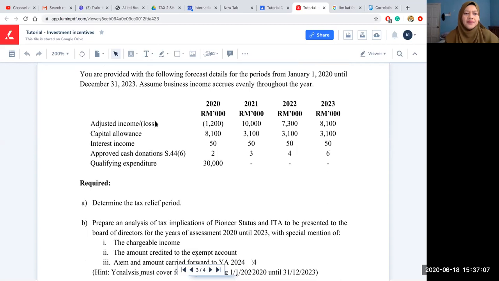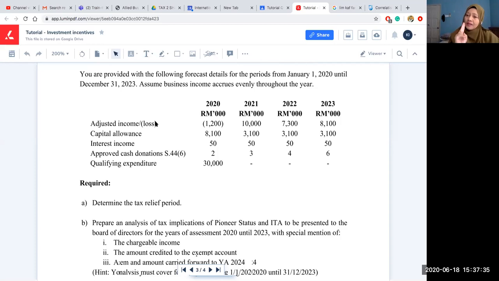Okay, tax relief period is from 1st March 2020 until 28th of February 2025. Okay, pioneer status. Adjusted loss of 1,200. 200 is from non-pioneer. And then 1,000 from the pioneer period. So 2020, pre-pioneer, you have nil. Adjusted income is nil because you're making losses here. All right, so the losses will be used to set off against for year 2020.